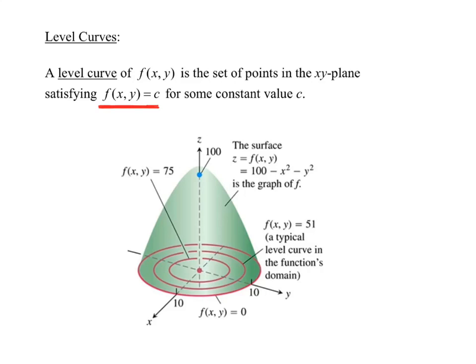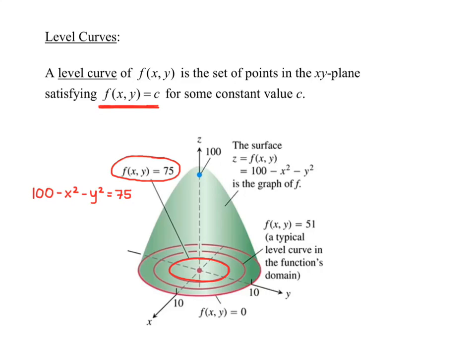We have the function z equals 100 minus x squared minus y squared. And in this figure, you see three typical level curves. So the first one, let's look at f of xy equals 75. This would give us this little circle, the inner circle, as the level curve.